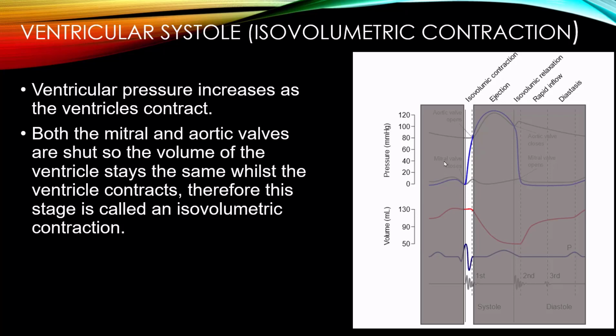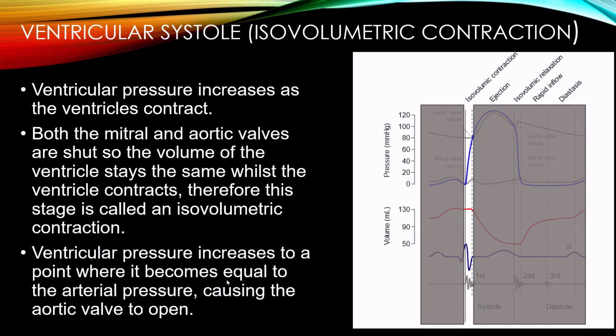Here you can see the mitral valve is closed and the aortic valve is closed, but the ventricle is contracting. So the blood neither can flow from the atria to the ventricle nor backflow from the aorta. So the volume remains the same, but there is change in the pressure. So this is called isovolumic contraction.